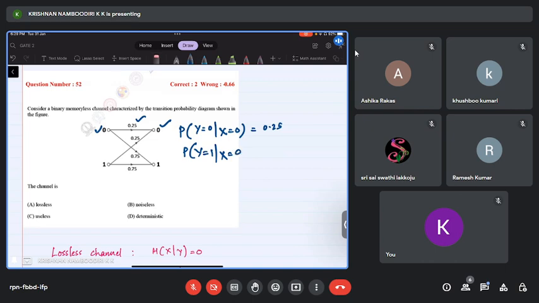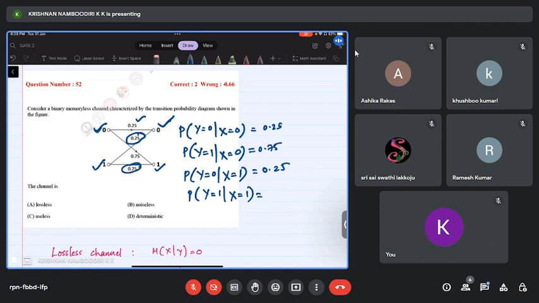Let us first see that. So what is this probability? That means when the channel input is 0, with probability 0.75 the output will be 1. So this is nothing but 0.75. Now probability of y equal to 0 given x equal to 1. That means when I transmit 1, then with probability 0.25, a 0 will be received. So this is equal to 0.25. Finally, what is this probability? When I transmit 1, then the received bit will be 1 with probability 0.75.